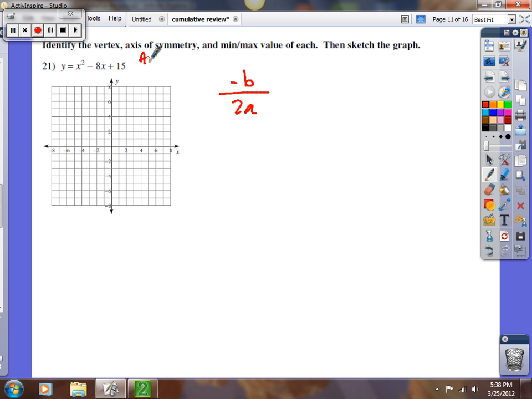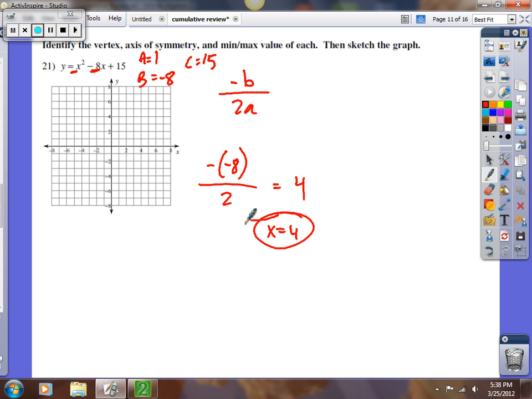So let's pick apart the a is 1, b is negative 8, and c is 15. So negative b is going to be negative 8 divided by 2 times 1. So that's a positive 8 divided by 2. That is 4. So your axis of symmetry is going to be x is 4. That is your axis of symmetry. So on the x-axis of 4, right there is your line of symmetry.